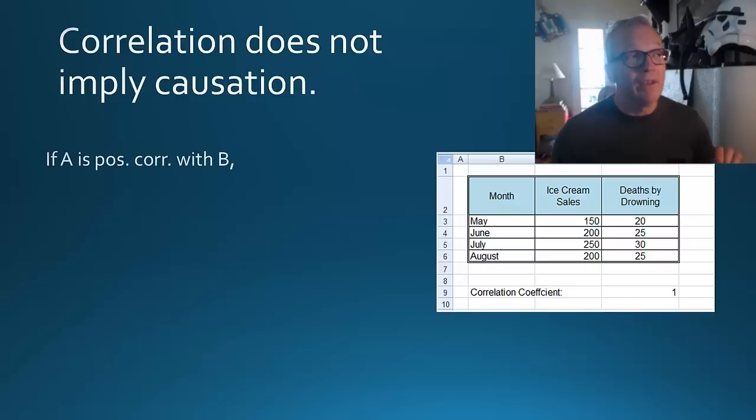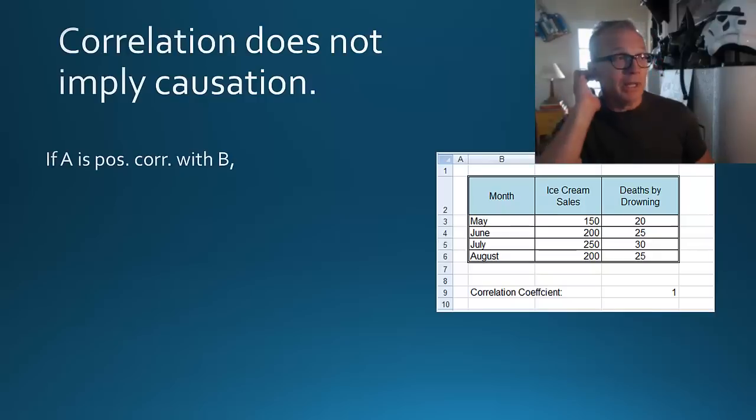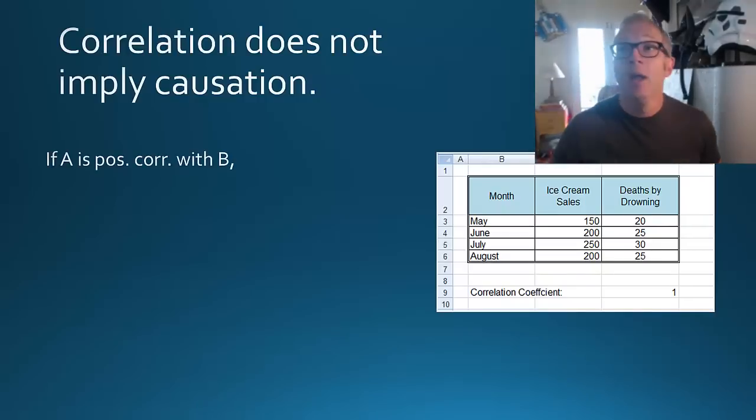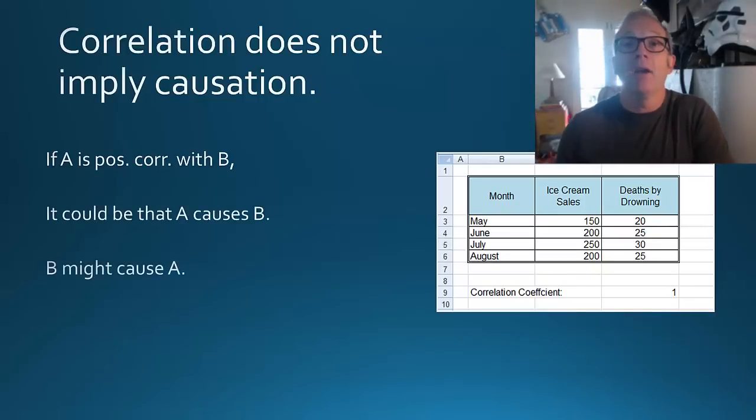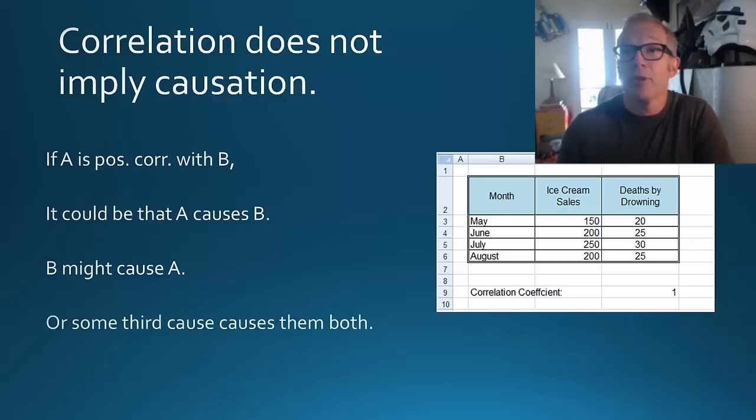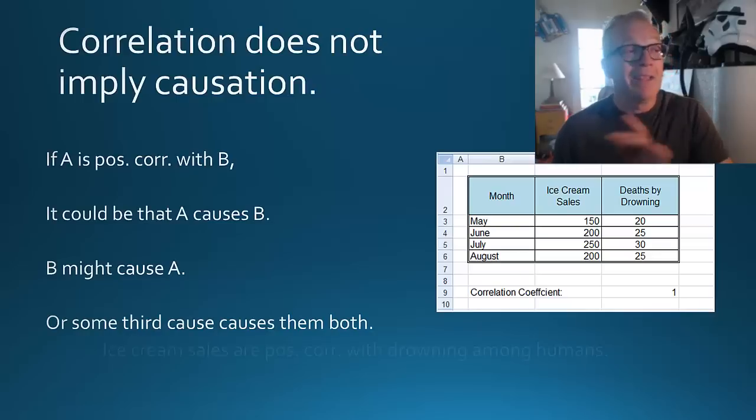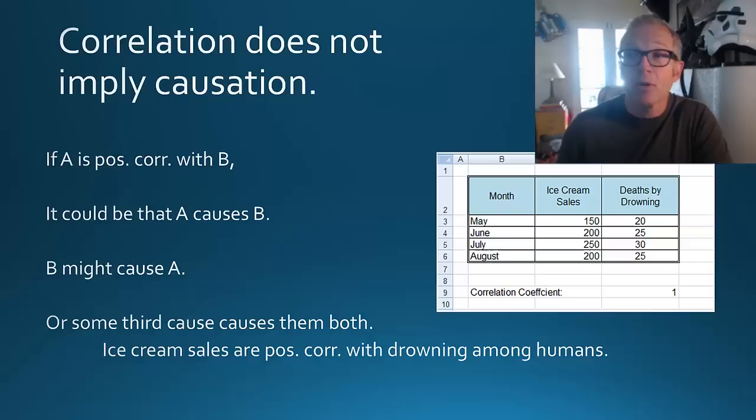Okay, so if A is positively correlated with B, then there could be several things going on here. It might be that A causes B. It might be that B causes A. It could be that there's some third cause that causes them both, or there might be some accidental connection. In this case, it's a third cause. Ice cream sales are positively correlated with drowning among humans, and the third cause is summer temperatures.